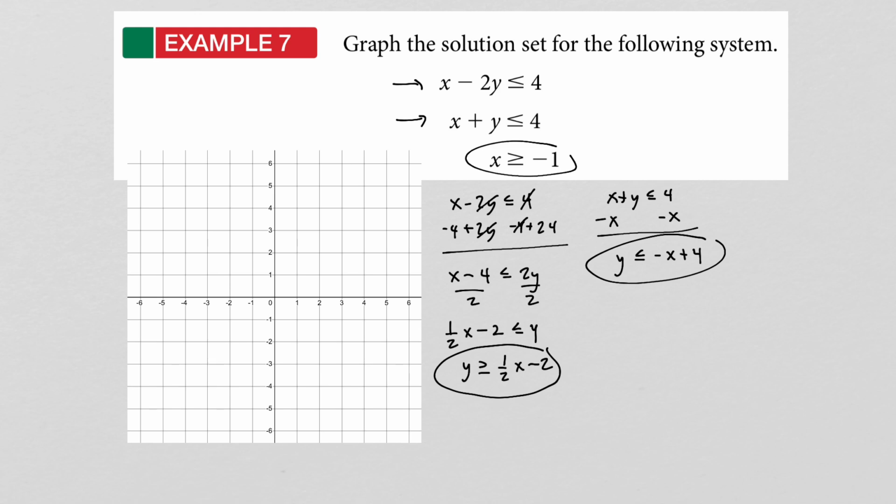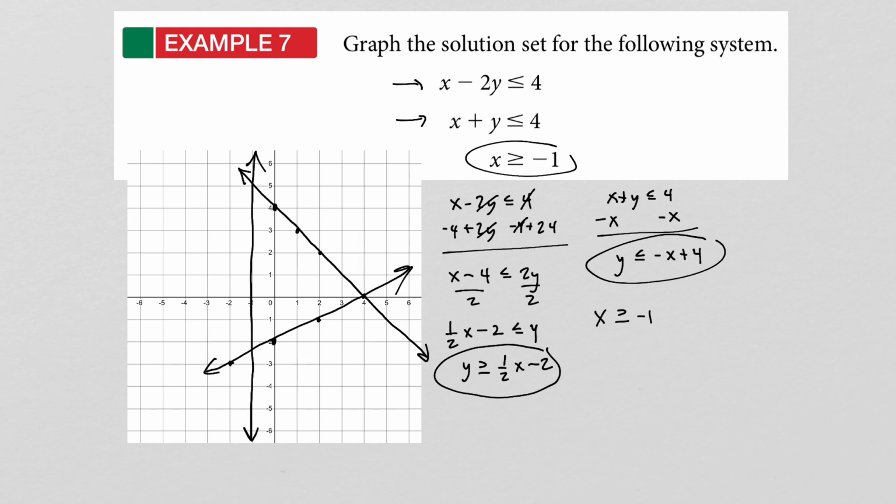And the last one, we have x is greater than or equal to negative 1. And that one's good to go. So now let's graph all these. x equals negative 1 is right here. y equals negative x plus 4. We just graphed that one a minute ago. That's going to be right here. And again, all these lines here are going to be solid, because they all have equal to involved. And the last line, y equals 1/2 x minus 2, is going to look like this.